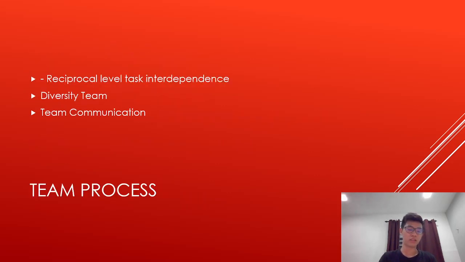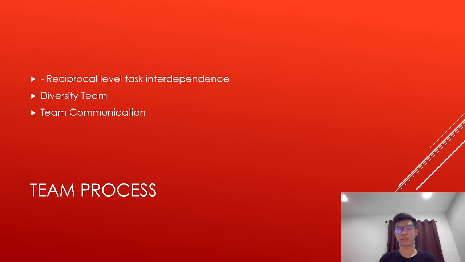And for the team process part, reciprocal task interdependence was used by Iron Man. It is a high level of task interdependence, since many members have their own specific roles and also know when to assist other members in a sudden situation. The Avengers is also a diverse team, which gives them many skills and a broader knowledge and skill set to handle many situations.